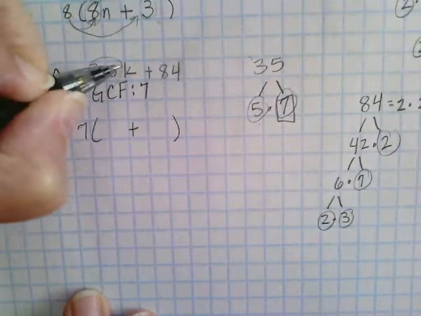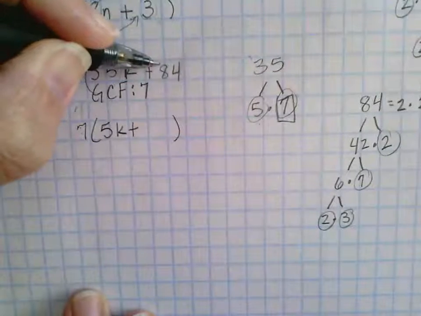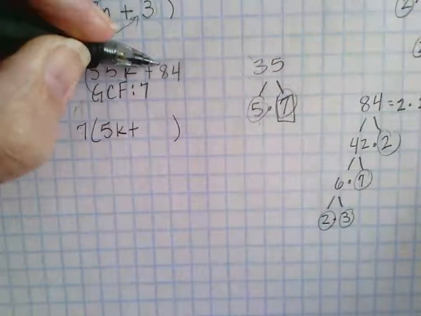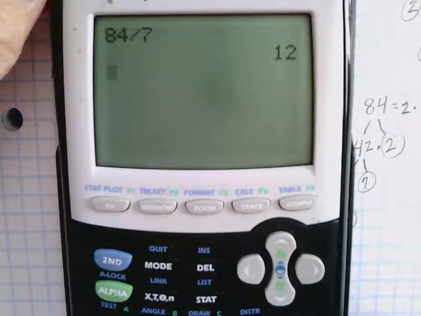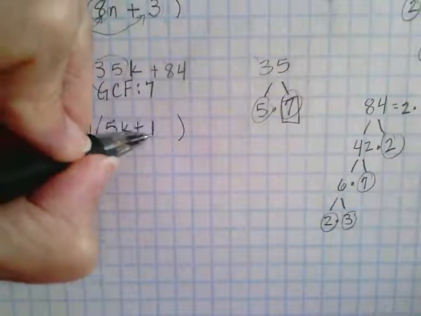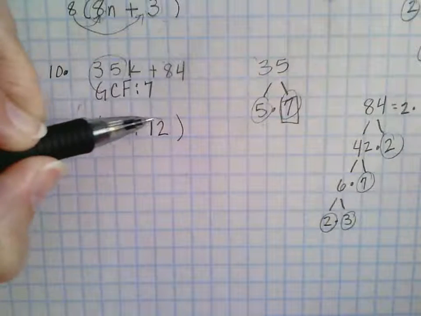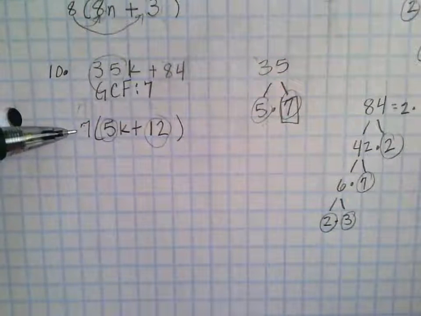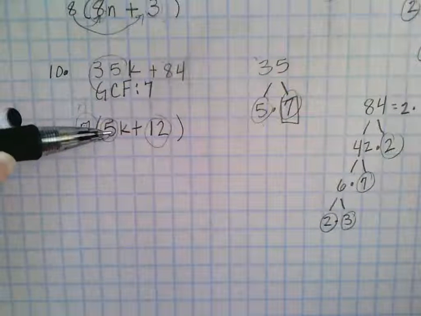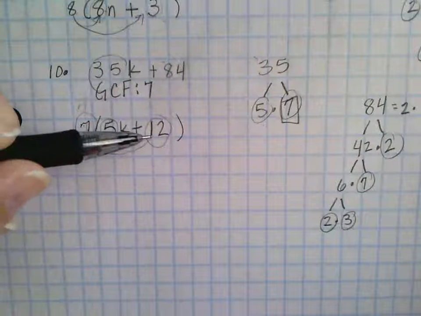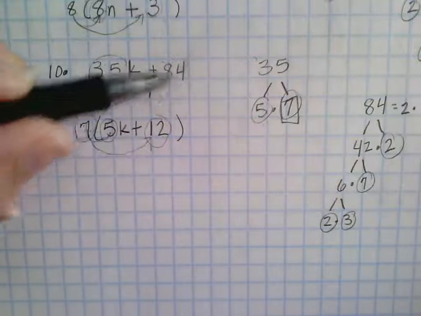7 times what gives me 35k? That would be 5k. And 7 times what gives me 84? And if I'm not sure of that, let's take 84 divided by 7, 12. So when I look, 5 and 12 do not have any common factors, so I can be confident that I do have the greatest common factor out here. And when I distribute that 7 throughout the equation, this would be 35k and this would be 84.